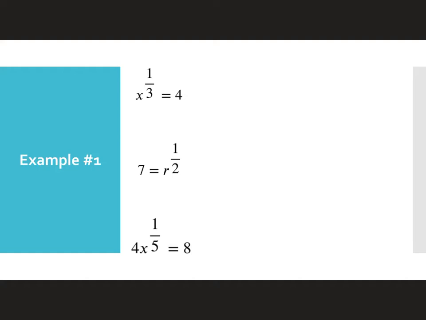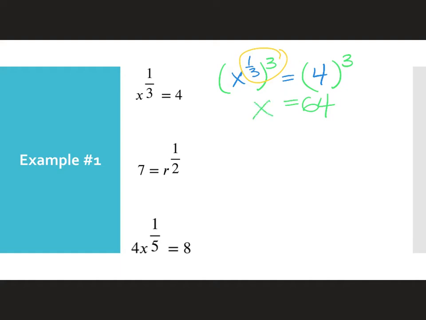Our first example says x to the 1/3 is equal to 4. With any equation, my goal is to get x by itself. So in order to do that, I'm going to raise both sides to the third power, because remember, whatever I do to one side, I have to do to the other. On the right side, 4 to the third is 64. On the left side, we have x to the 1/3 to the third. This is power to a power, which means you multiply. 1/3 times 3 equals 1. So we are left with x is equal to 64.